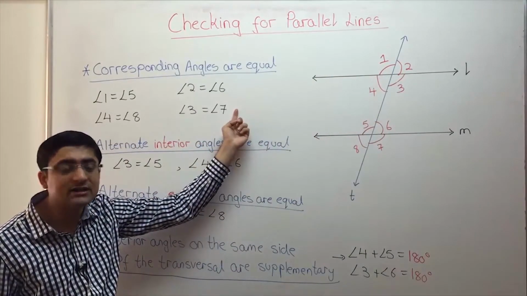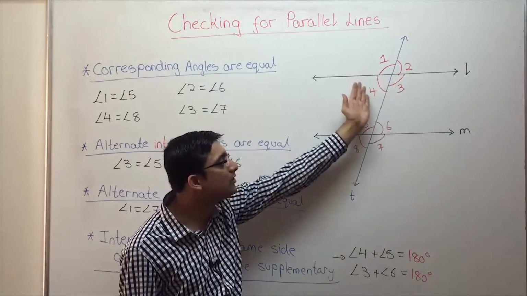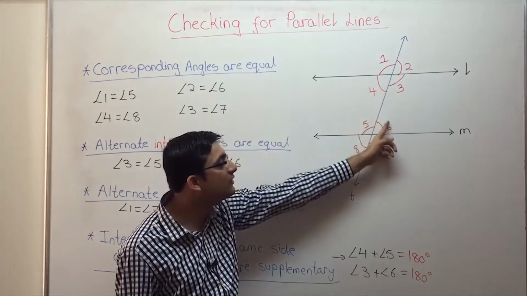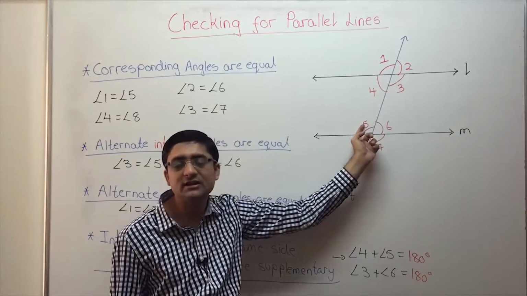Next, what are alternate interior angles? Interior angles means between the two lines. Alternate means one on this side, other on this side. So angle 4, angle 6, alternate interior angles. Angle 3, angle 5, alternate interior angles.